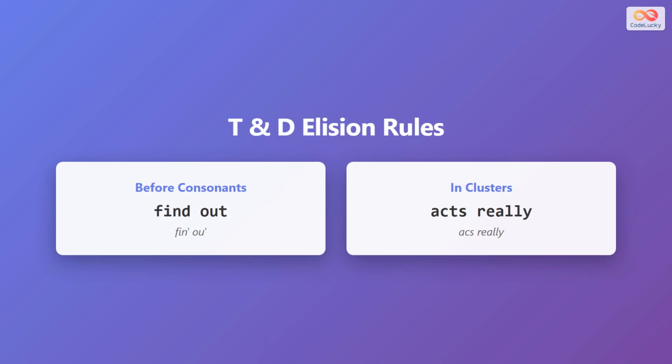The letters T and D are dropped very frequently in connected speech. When they appear before another consonant, they almost always disappear. For instance, "find out" becomes "fin out," with both the D and T dropped. In consonant clusters like "asked really," the T sound disappears, giving us "ask really."